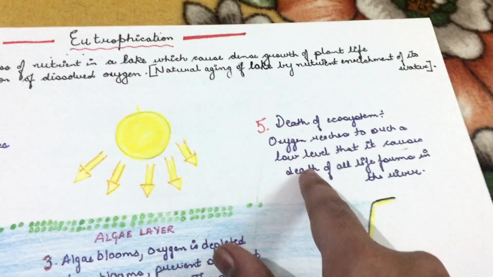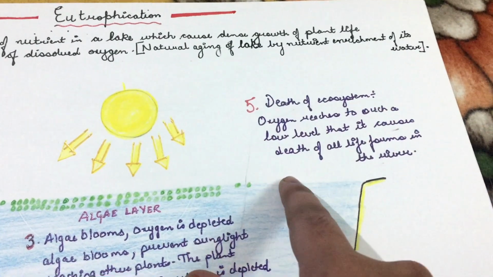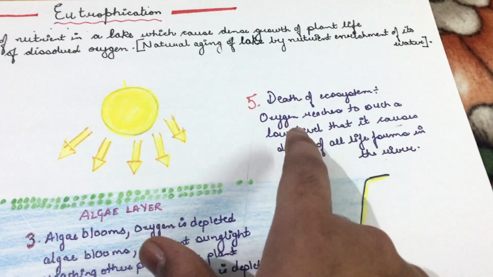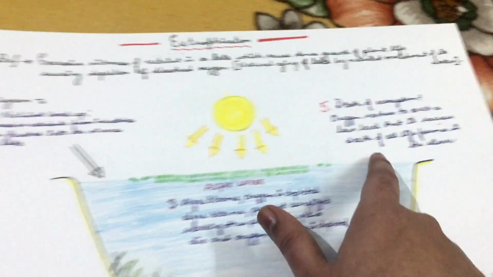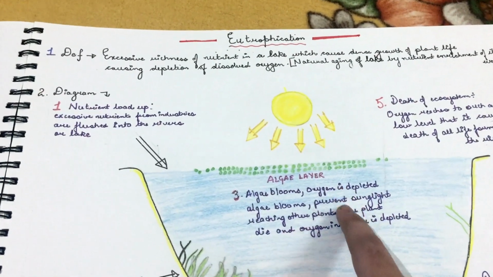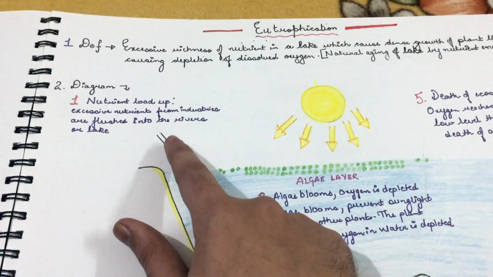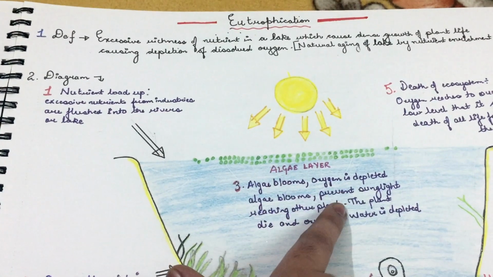As a result, what will happen? All aquatic life forms will die, because the oxygen level of the lake will get depleted. Now this entire process by which the oxygen content of the lake gets depleted due to addition of nutrients in the lake is called eutrophication.